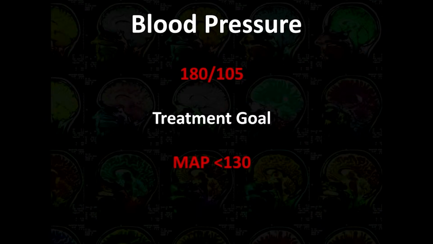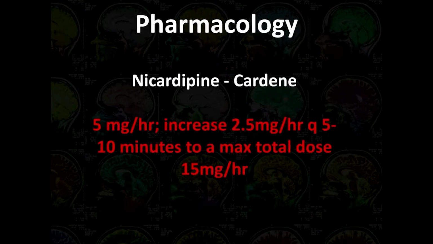I'm pretty aggressive in a lot of areas of treatment within our guidelines and protocols. But that's one area I try to stay a little bit more conservative on. And I think it's just safest to do that. But really the goal is to maintain a MAP less than 130. Again, systolic of 180, diastolic of 105 is usually the treatment goal. And to achieve that, we have a few different medications that I want to highlight.